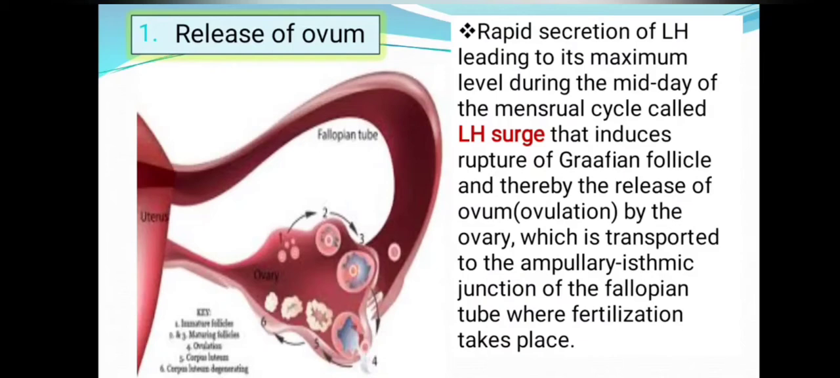fertilization takes place. Yes. Once the Graafian follicle ruptures and releases the secondary oocyte from the ovary, that secondary oocyte is received by the fimbriae of the infundibulum, finger-like structures present at the tip of the infundibulum. The received secondary oocyte is transported to the ampullary isthmic junction of the fallopian tube where fertilization takes place, by the ciliary movement of the fallopian tube.